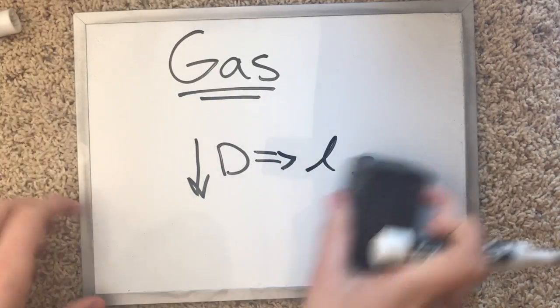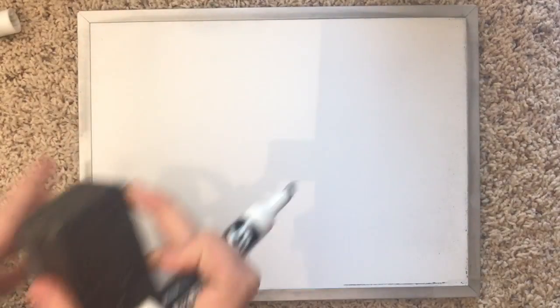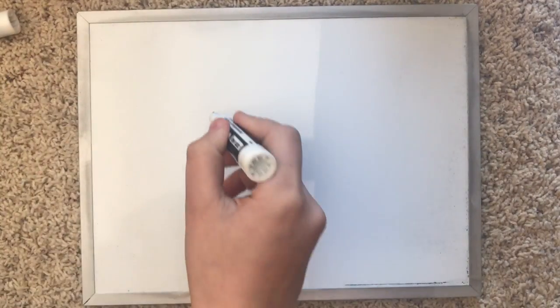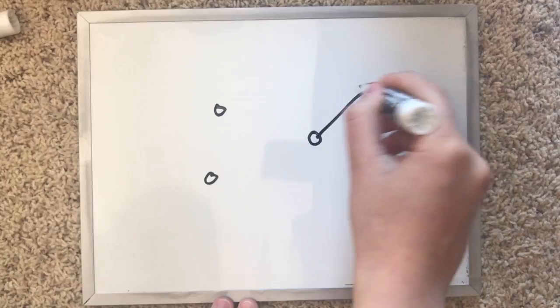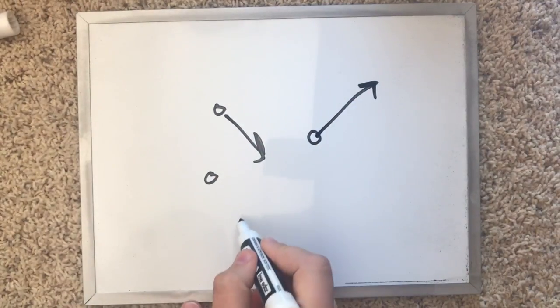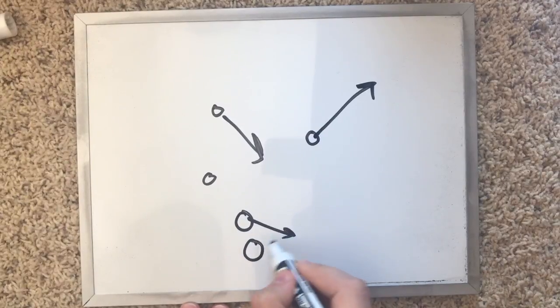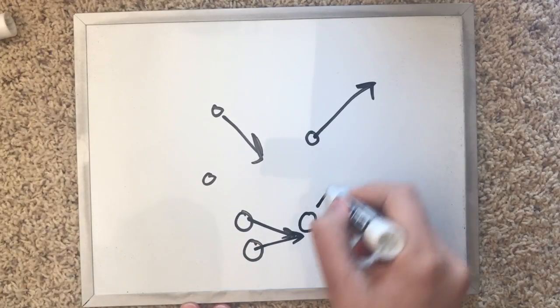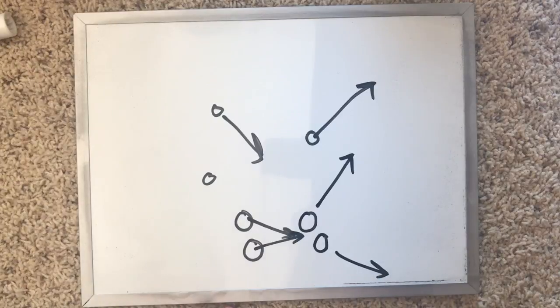Now let's talk about the kinetic molecular theory. There are different parts to it. The first part is that gases are in random, rapid motion, and when they collide with each other, the collision is elastic, which means if you have two gas particles and they collide, they go their separate ways and they're not going to stick to each other.